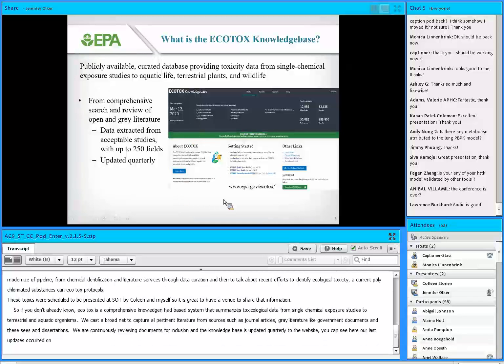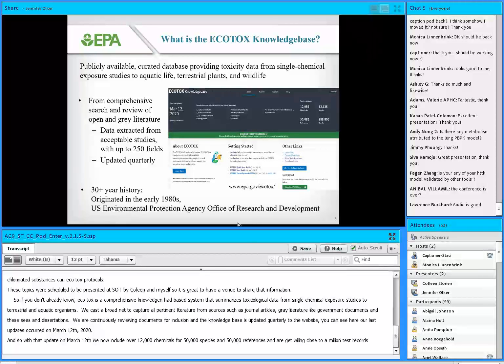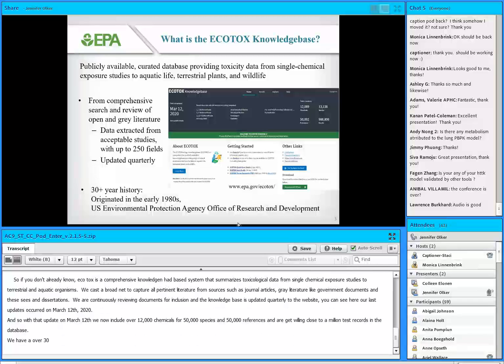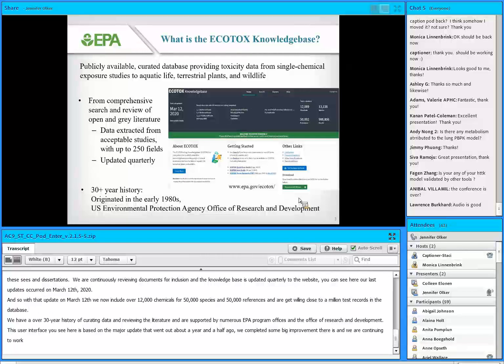And so with that update on March 12th, we now include over 12,000 chemicals for over 13,000 species and over 50,000 references, and are getting close to 1 million test records in the database. We have an over 30-year history of curating data and reviewing the literature, and are supported by numerous EPA program offices and the Office of Research and Development. This user interface you see here is based on the major update that went out about 1.5 years ago. So we completed some big improvements there, and we are continuing to work on new functionality and improved interoperability with the database.